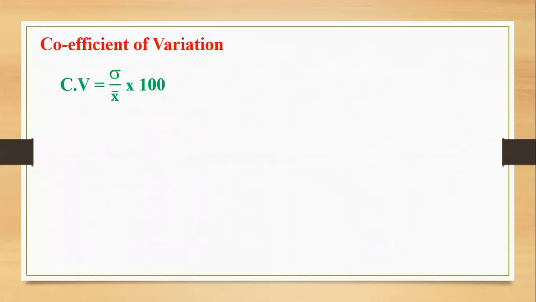And we see how to calculate the coefficient of variation. The coefficient of variation is sigma divided by x bar into 100. CV is the most important topic, very useful for comparing data. So here we already know the sigma value. Now we have to calculate the x bar. This is the individual series, so x bar equals summation x by n.